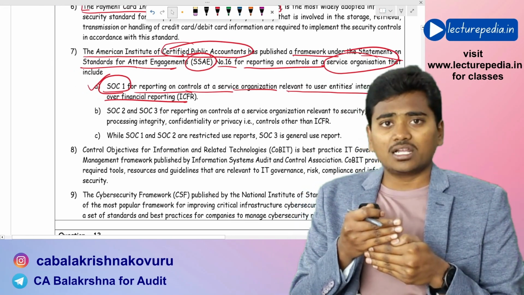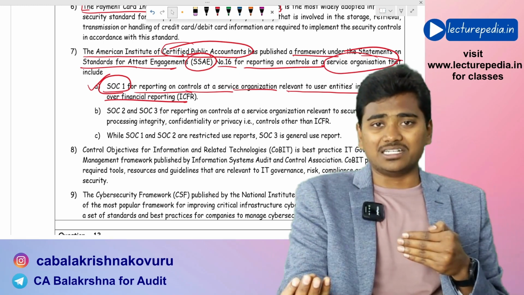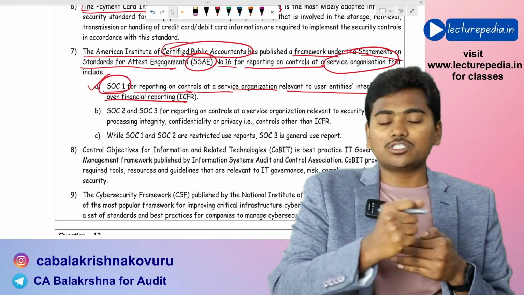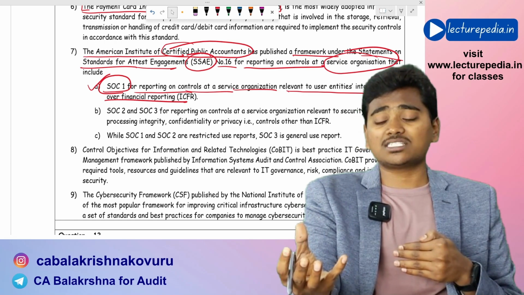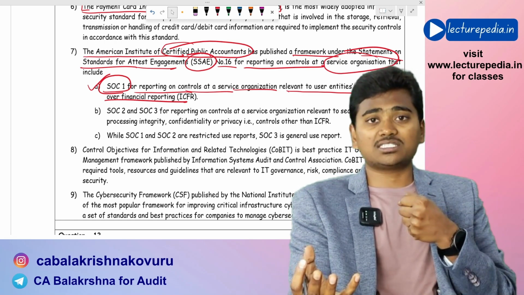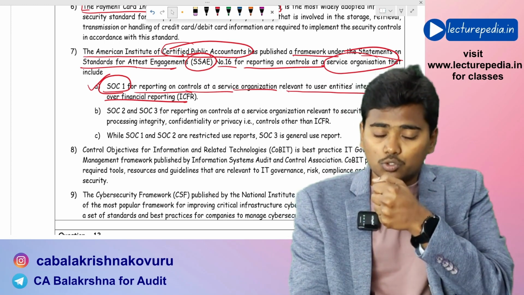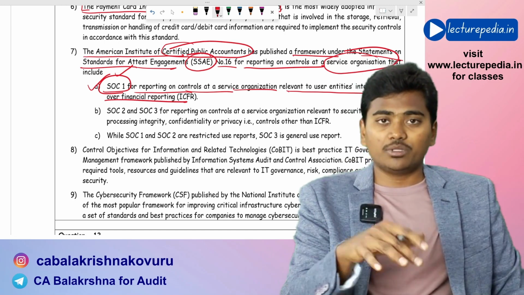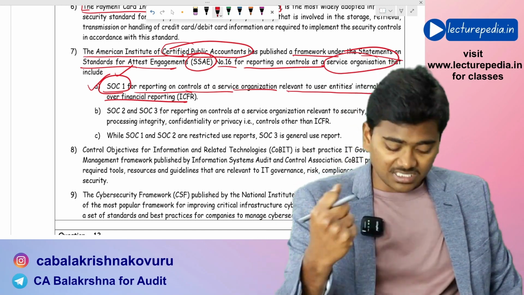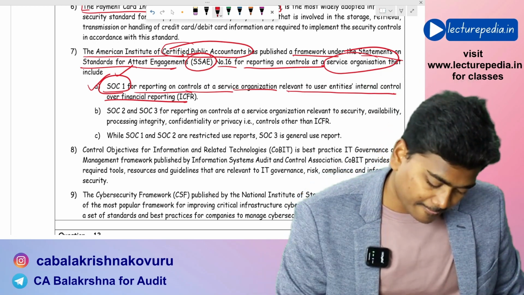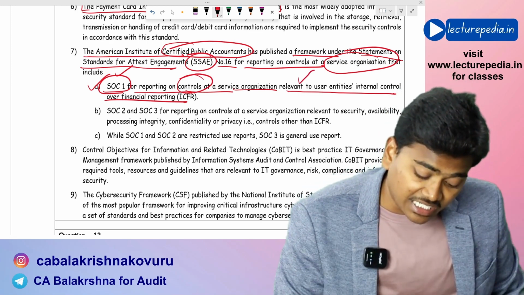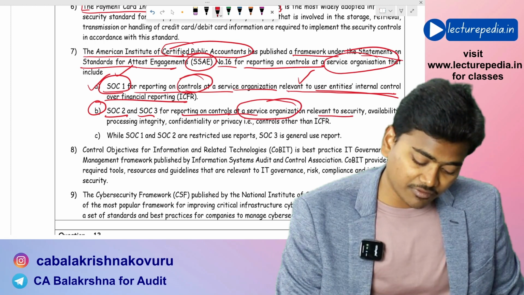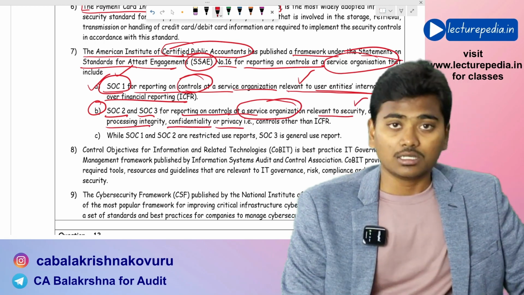Whenever any organization outsources some of its processes to the service entity, then the auditor of the user entity will be having interest in the controls of the service organization, because the data belonging to the user entity is processed by the service organization. So the auditor of the user entity will be interested to know about the controls operating at the service organization. Regarding this, the SOC1 report will be issued by the auditor of the service organization, which exclusively deals with controls operating at the service organization relevant to user entities' internal controls, whereas SOC2 and SOC3 are for reporting on controls at a service organization relevant to security, availability, processing integrity, confidentiality, or privacy.